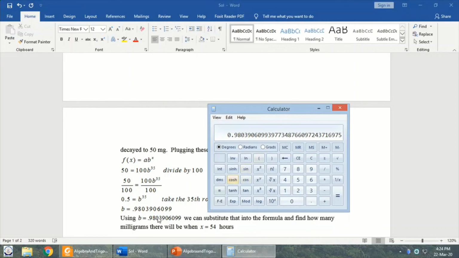So you can just press the root, and then when you have this value, you can simply plug it in here. All the values: 100 times 0.98 raised to the power, since now x is 54. So 100 times 0.98 raised to the power 54, and you get 9.8. It just shows that this value now has the percentage decay applied to it.